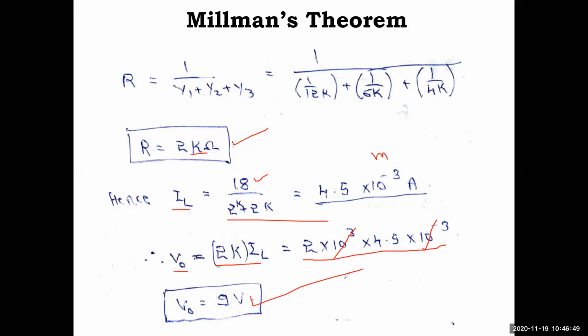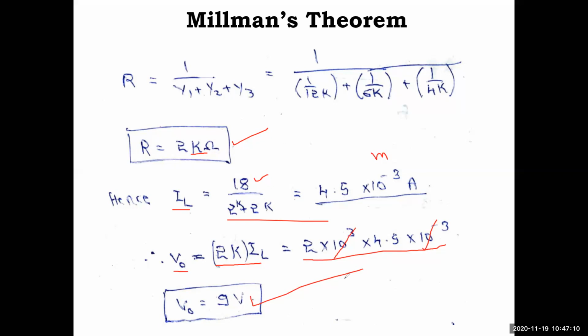I hope you have paused the video and checked the problem. That will be better. So we'll stop the session here. We have gone through the Millman's theorem statement and proof. Just note down. And then two problems we have solved, one with the same polarity, one with a little polarity change, and both problems of a resistive network.